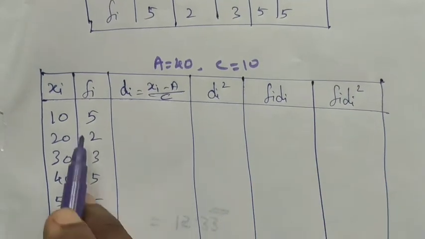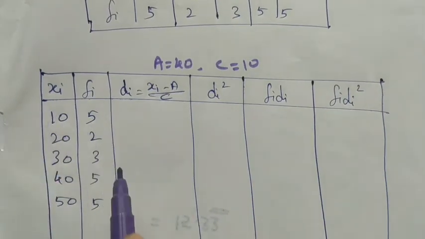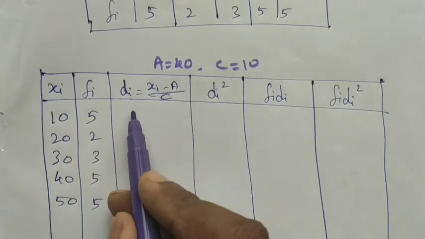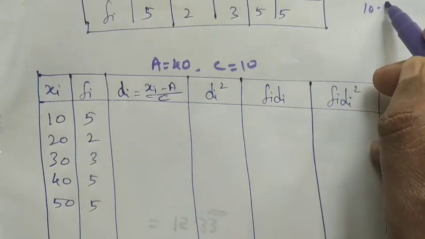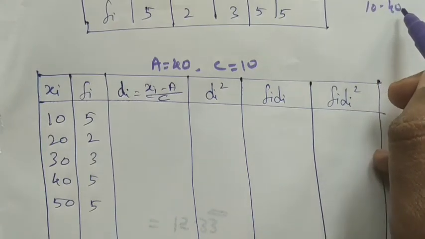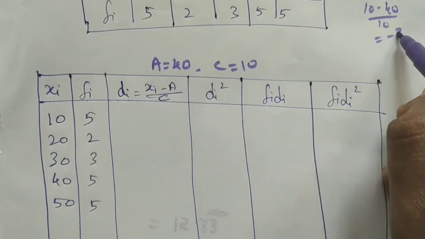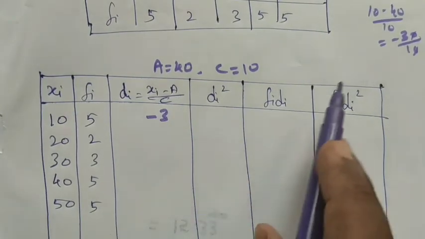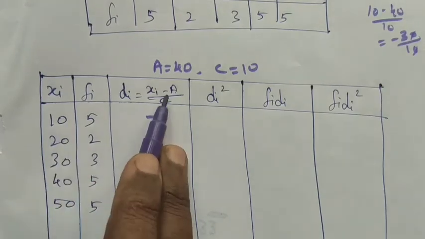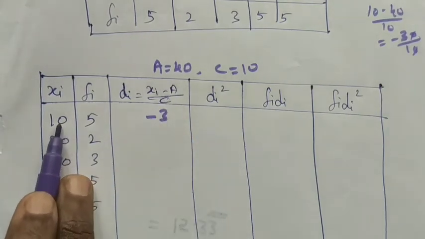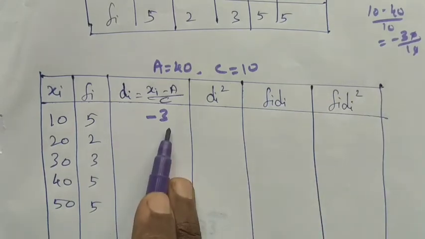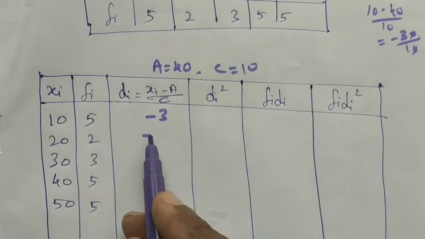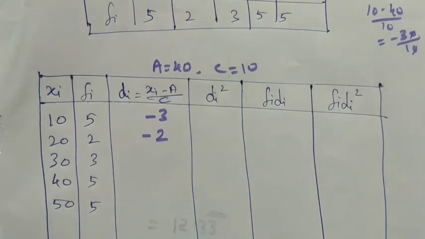Let me take it as 10. So what we have done in the assumed mean method, we have the same formula here also. Here I get it directly: xi is 10, minus the assumed value 40, divided by 10. 10 minus 40 is minus 30, and 30 divided by 10 is minus 3. Then 20 minus 40 is minus 20, so minus 20 divided by 10 is minus 2.